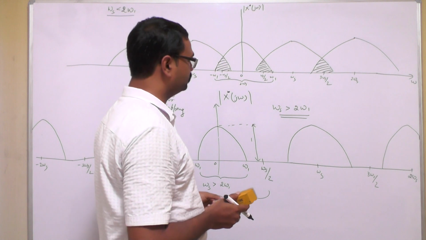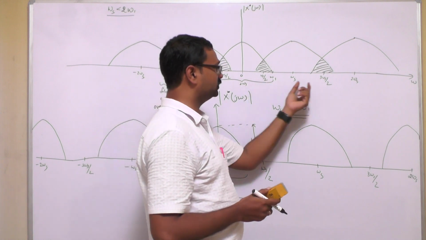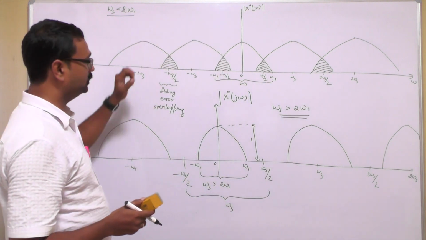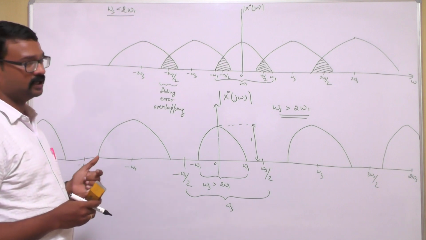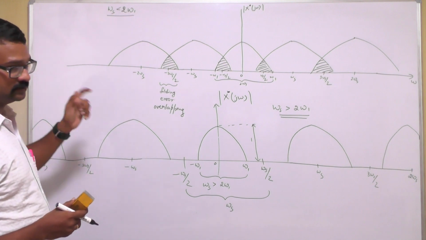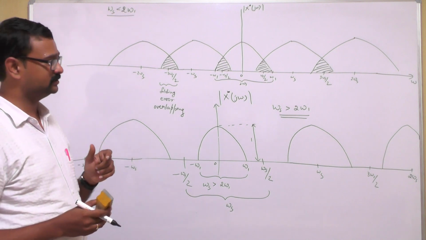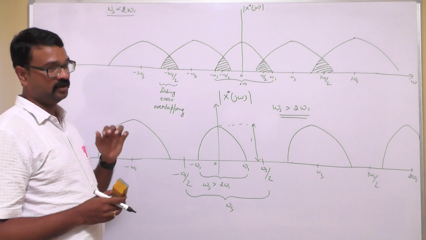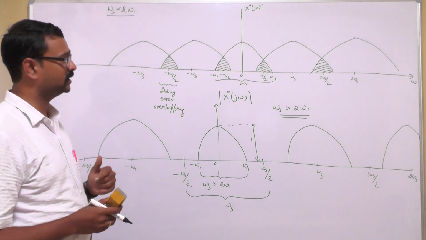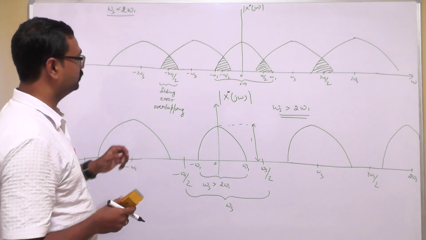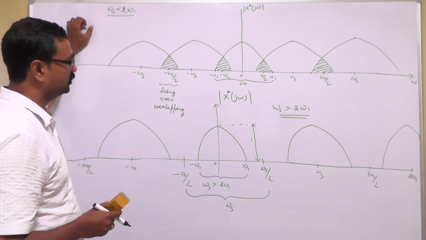Here overlapping is possible, here it is possible, here it is possible. Therefore, whenever overlapping occurs, the information that is there when you are sampling any continuous time signal will be lost when you are reconstructing back that original signal. Therefore, omega s less than 2 omega 1, you have this.